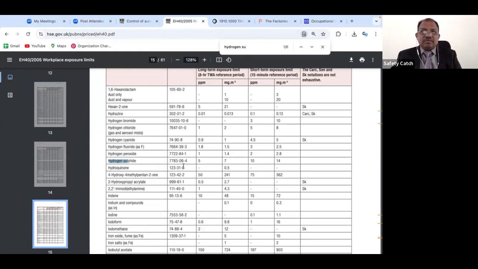Now, where the CAS number comes in handy is, suppose there is a chemical leak. If you go to the SDS of chemicals, you will see a CHEMTREC number. CHEMTREC means Chemical Transportation Emergency Center. There is an international number given in the SDS. If that chemical is leaking and you want some help from outside.